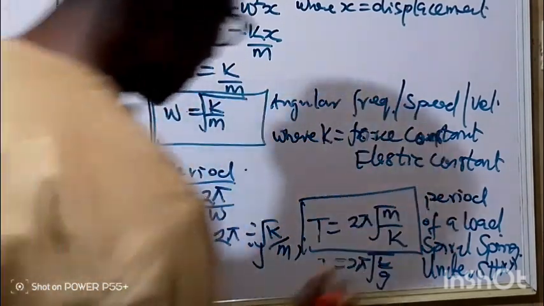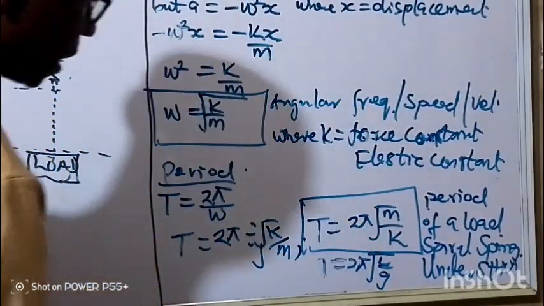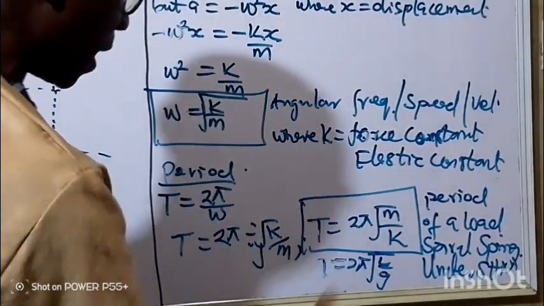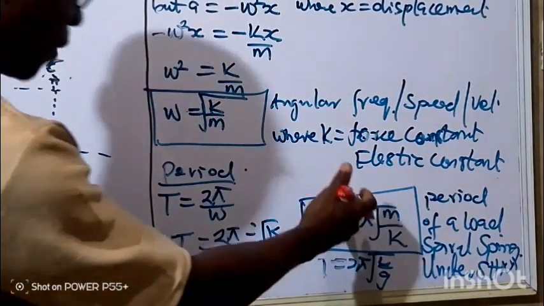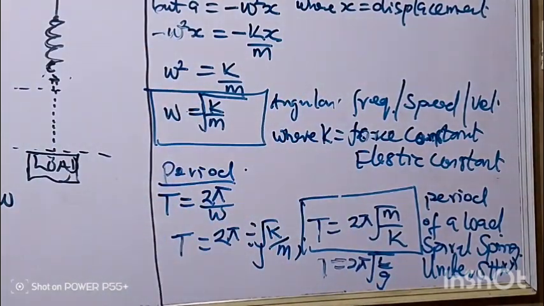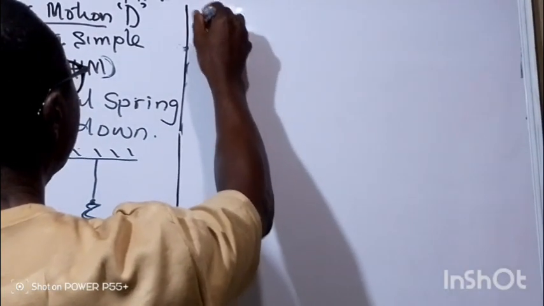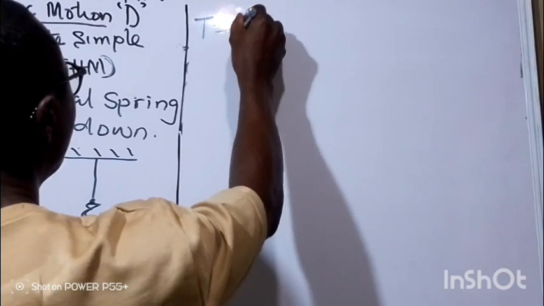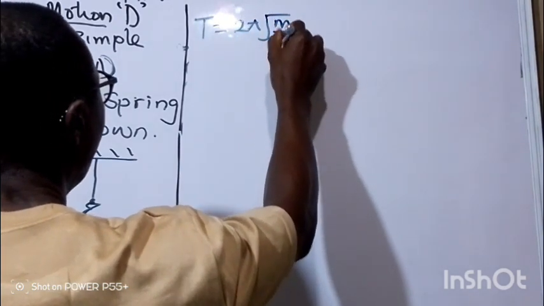So when you are given a calculation, depending on the system used, you determine the formula you are going to apply. If you are given a spiral spring, then you apply all this one. If it is a simple pendulum, you apply what we did in the last lesson. We said the period T for a loaded spiral spring is equal to 2 pi into square root of m over k. That's the period.